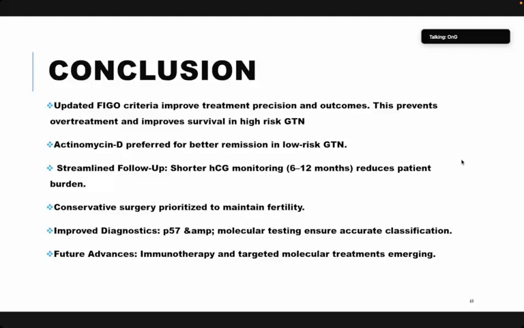Conservative surgery has been prioritized to maintain fertility. The newer diagnostic techniques like P57 staining, which is negative in a partial mole, have been included. The other emerging studies, which are immunotherapy and targeted molecular therapy, have also been implemented and are showing promise.